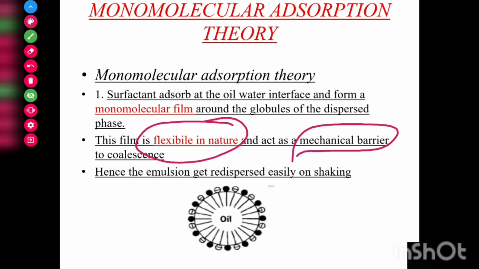So, these are the monomers which are adsorbed at the oil-water interface. Here, water is there and oil is present here. And these monomers, the surface active agents, are oriented like this. They form a closely packed film, a monomolecular film around the globules.